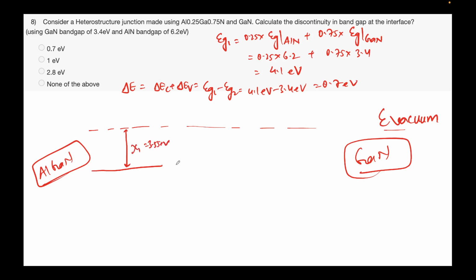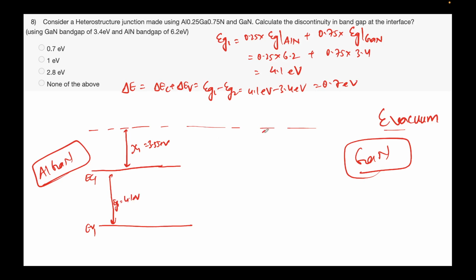(3.55 EV), and the band gap we have determined is 4.1. So this is your EC1, EV1. This band gap is 4.1 EV. Okay, let's draw on the gallium nitride side now.